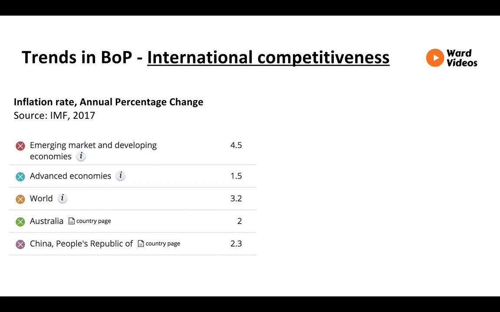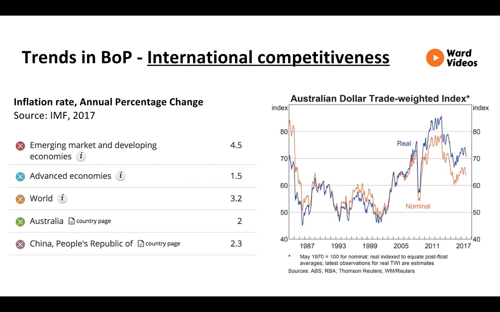Now, let's look at the Australian dollar from the RBA. Remember, Australia will become more internationally competitive when the value of the Australian dollar falls relative to the currencies of its competitors. It can be seen that the Australian dollar appreciated strongly in 2000, it then depreciated during the GFC, bounced back, but now is quite steady. This appreciation did not help Australia's international competitiveness.